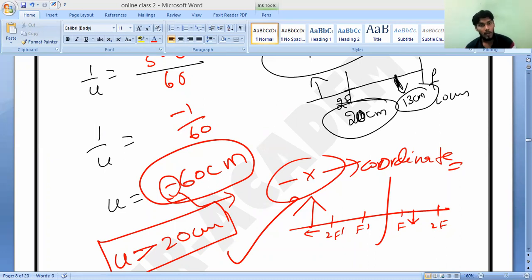Thus, the object should be placed. Thus, this is the most important, it always carries 1 mark. Remember: Thus, the object should be placed at a distance of 60 centimeter in front of the convex lens. Full stop.